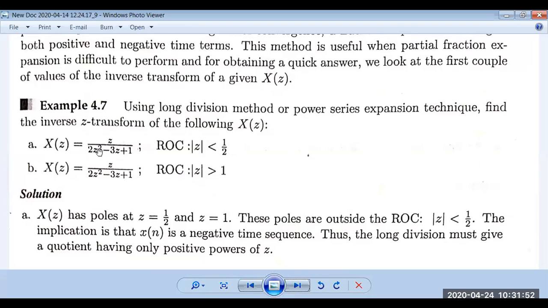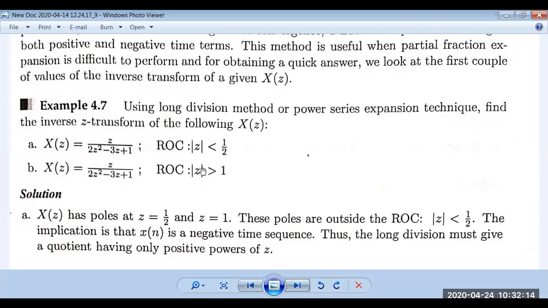We have found the inverse Z transform for this using the other method, the same one. See here, ROC is Z less than half, the same term. Now for the second equation, ROC is Z greater than 1. So when it is within the circle, how we need to deal with it, and when it is outside the circle, how we need to deal with it.